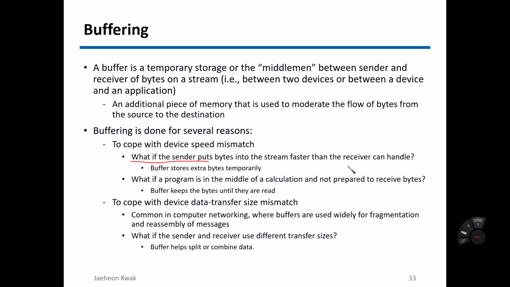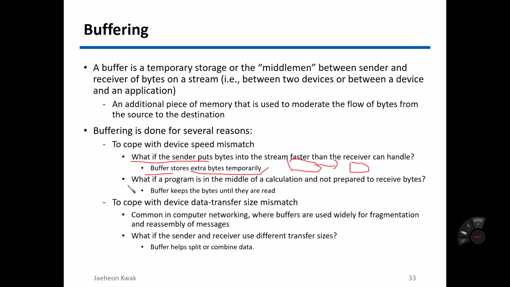Then because the speed of the disk drive is very slow, they can save all the data to the disk driver. So in this situation, a buffer can store the extra bytes temporarily. So we can save all the data to the buffer at first, and we can slowly move the data to the slow device, the slow disk drive.